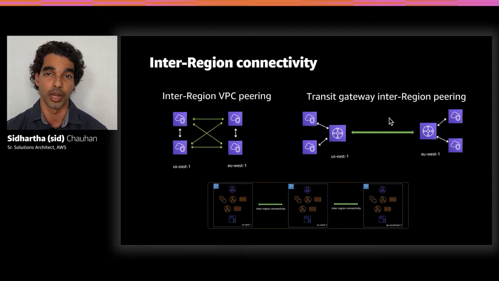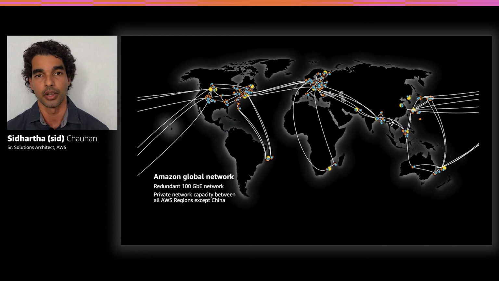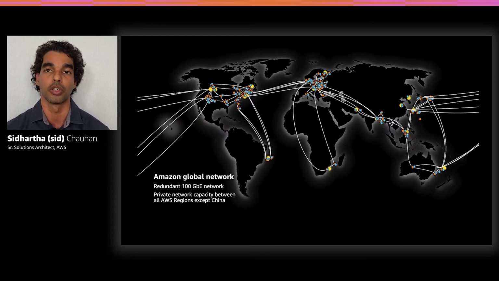Now, Transit Gateway is a regional resource, so it is confined to an AWS region. So if you want inter-region connectivity, you'll have to peer Transit Gateways together. Now, Transit Gateway connectivity and VPC peering connectivity across regions is over Amazon's global backbone. So if you deploy transit gateways in 2 different AWS regions, all of that traffic which is flowing is on Amazon's global backbone.